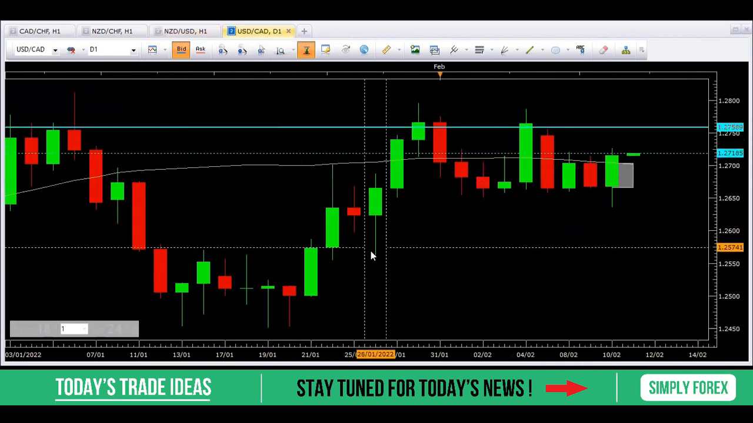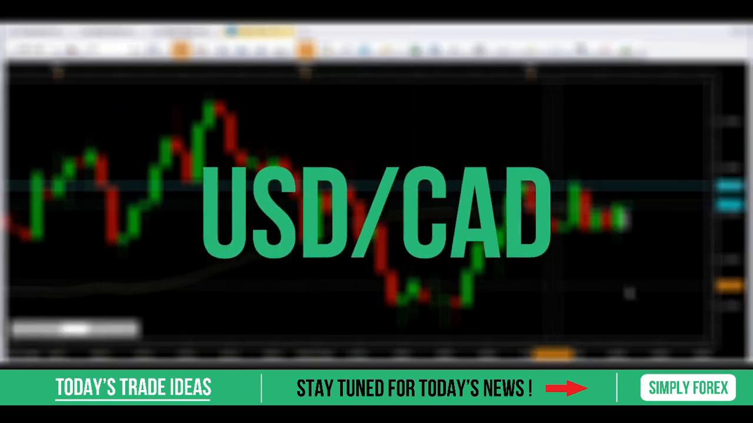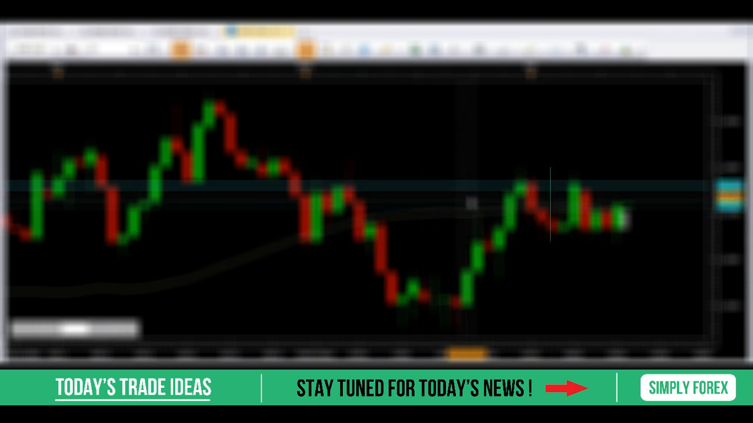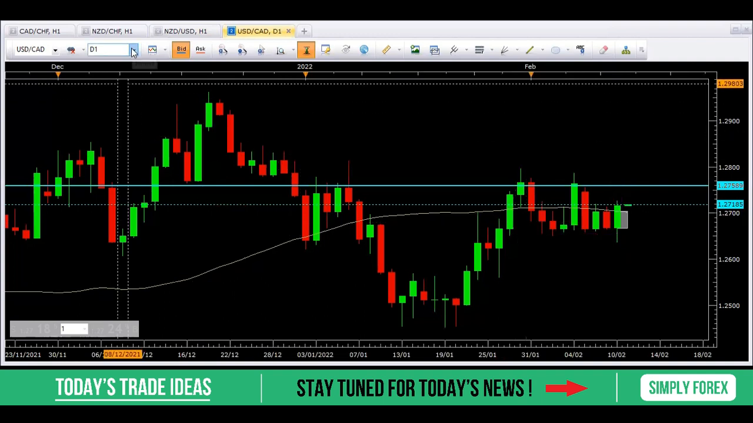The last trade idea for today, guys, is this. This is the US dollar against the Canadian dollar. Okay, so price had been flirting with this area here, and then finally it dipped below, but then shot back up, and a very bullish green candlestick pattern formed. So I think we can take price up to this blue line. Okay, so let's look at H1 for execution.